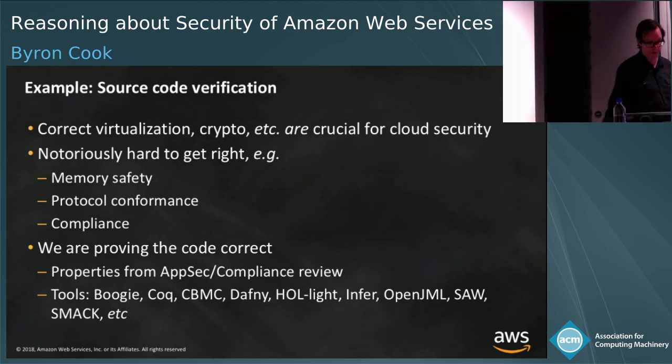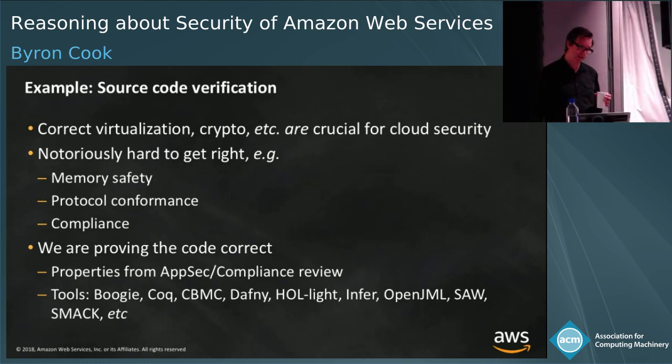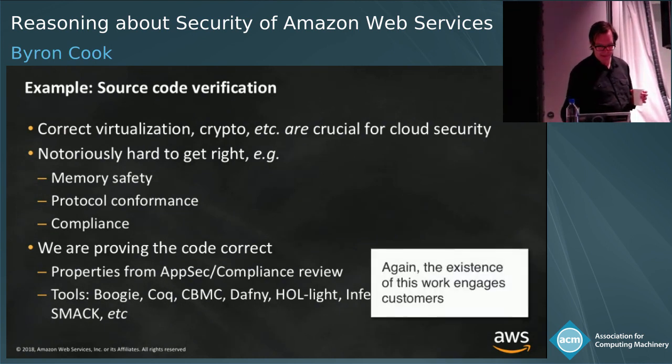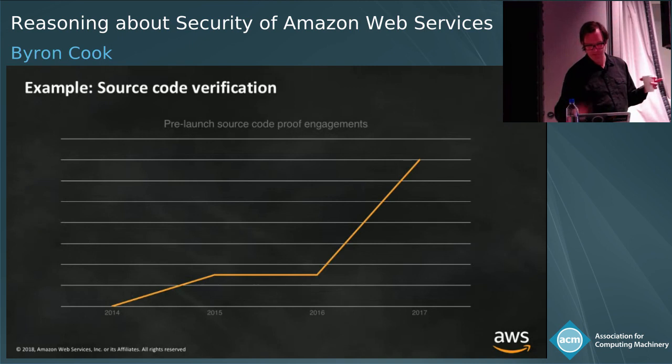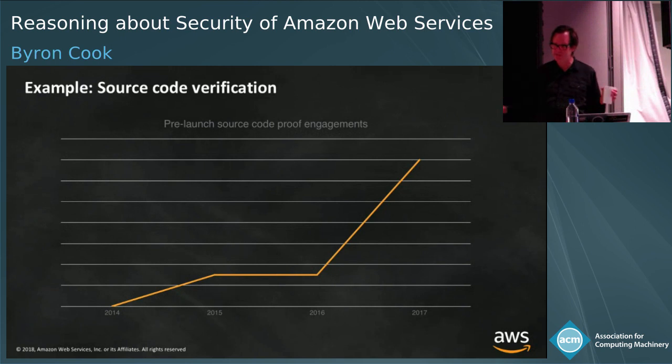We're using a lot of tools that you would know, Boogie and Coq and CBMC and Dafny and Houdini and Z3, OpenJML, SAW, SMACK, et cetera. And again, this work really engages customers. So this has turned out to be a real game changer for customers trying to understand the value proposition of the cloud. And again, it's the graphs going in the right direction, right? So we didn't do anything in 2014. We did some in 2015. We were trying to figure out how to scale in 2016. We figured that out. 2017 has been the year of scale, and that continues to go on.